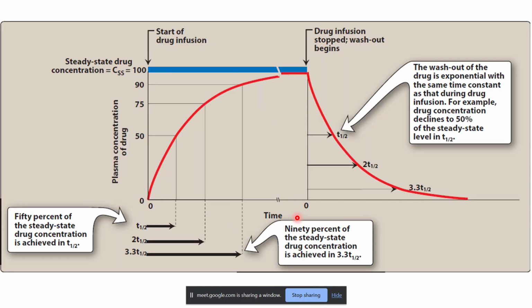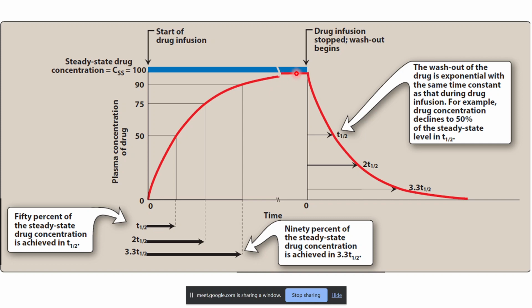Then there are some parameters that can measure the absorption and elimination of the drug. Again, if we plot the plasma drug concentration against time, and we, for example, start the infusion of the drug, so if we administer the drug by infusion, the plasma concentration will increase until it reaches some value that is called the steady state concentration.